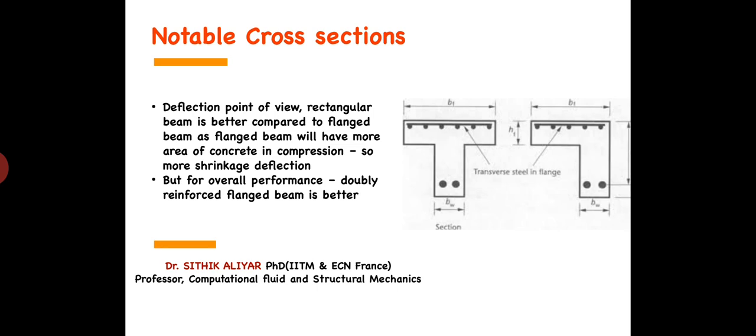I have given one example, notable cross sections. As I told you, if you have more reinforcement at the top, it is very good, so very less shrinkage deflection will happen. Overall, the doubly reinforced flanged beam is the top class beam in terms of both limit state of collapse and limit state of serviceability, and that's what we are providing everywhere in our residential buildings across India. Because we have a slab at the top and reinforcement at the bottom, clubbing both will look like a doubly reinforced flanged beam. That's the figure I have shown on the right side.